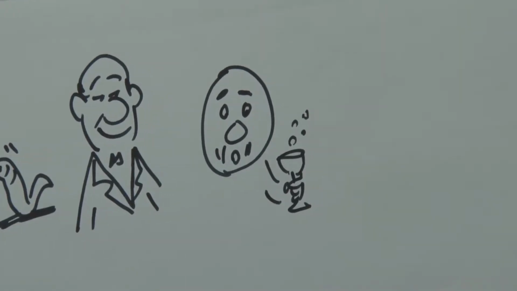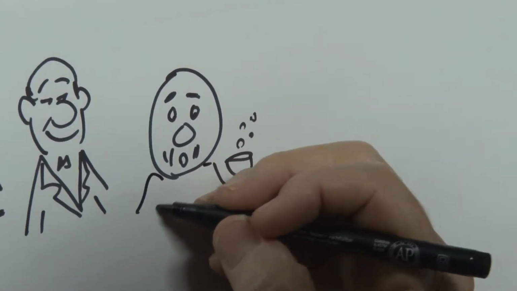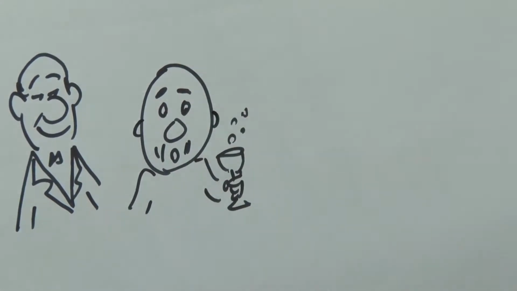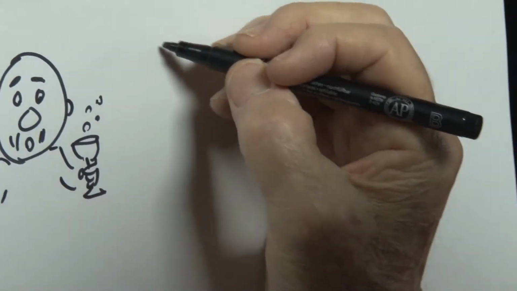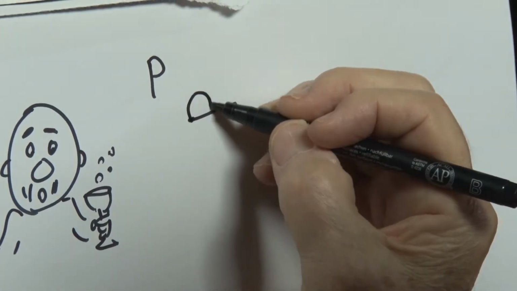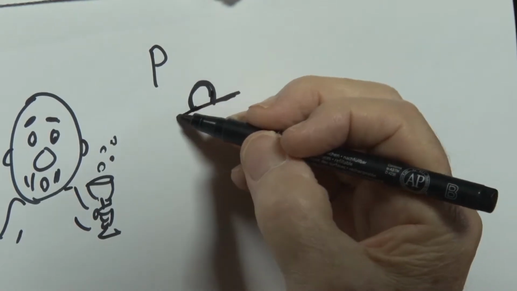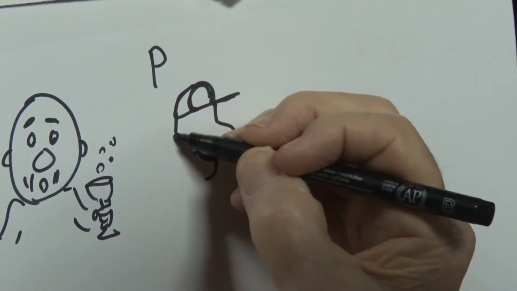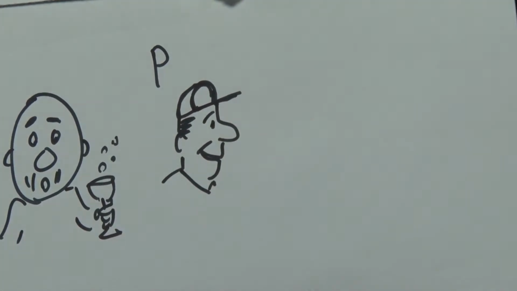Now the letter P is a good bit more difficult than C's and O's. One way to do the letter P is to turn it like this. See, that's a P lying down. And you make maybe this is a baseball player or something.